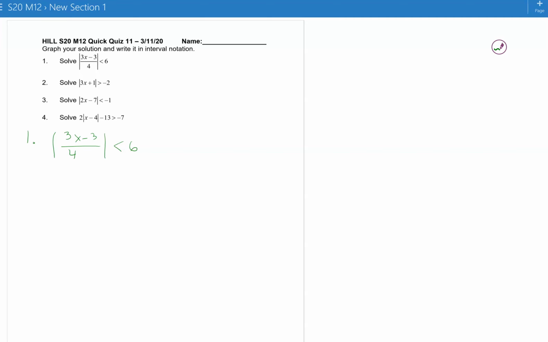Well, you know if you have absolute value smaller than 6, it means you have some number in the middle of an interval, and you want to go 6 one direction and 6 the other direction, and that's going to be the edges. You want the distance away from the center to be smaller, so you want a piece of the number line, not two tails.